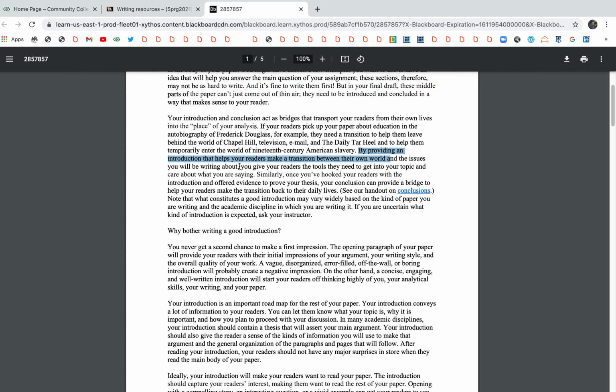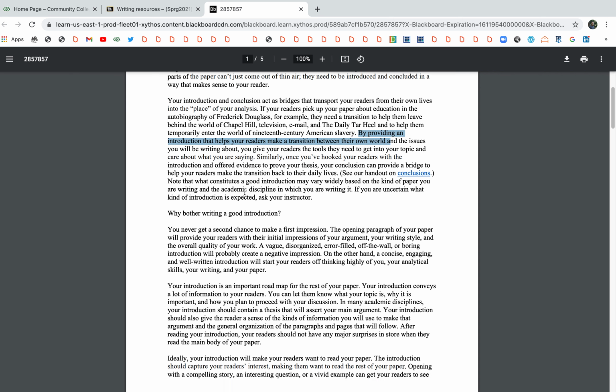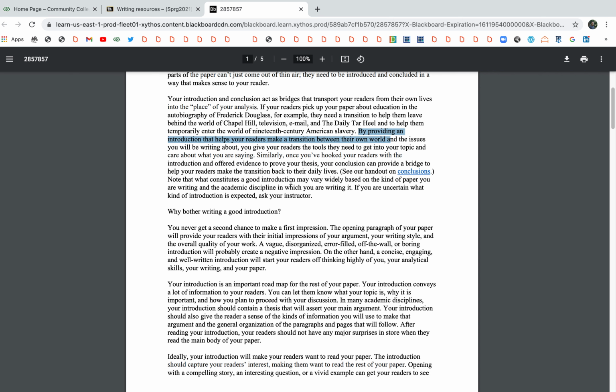Similarly, once you've hooked your readers with the introduction and offered evidence to prove your thesis, your conclusion can provide a bridge to help your readers make the transition back to their daily lives. There's another handout which we'll get to a little later on conclusions. Note that what constitutes a good introduction may vary widely based on the kind of paper you are writing and the academic discipline in which you are writing it. If you are uncertain what kind of introduction is expected, ask your instructor. We're writing this like a personal paper, right? A narrative paper. You're going to be talking about you, your education, your goals.